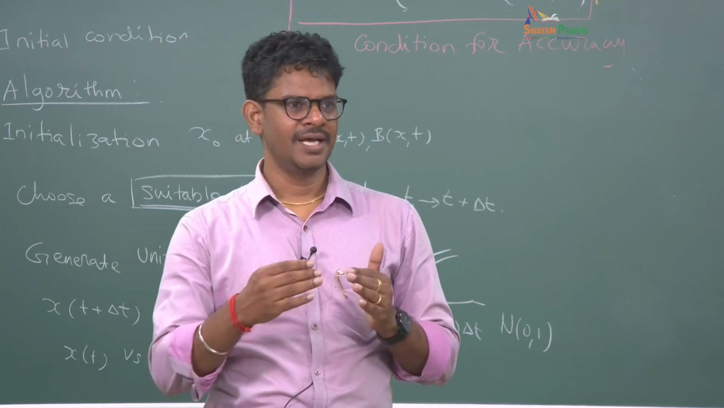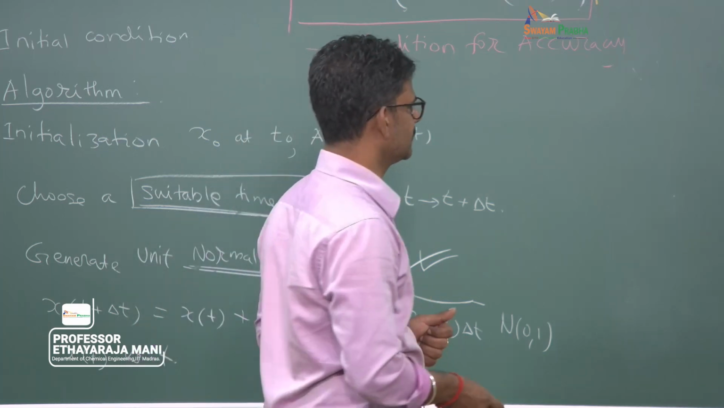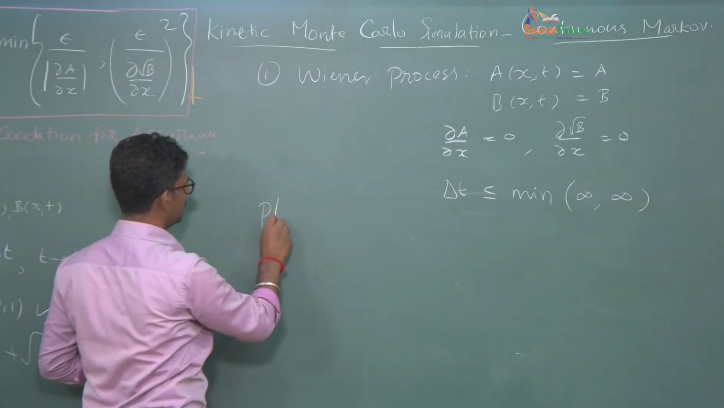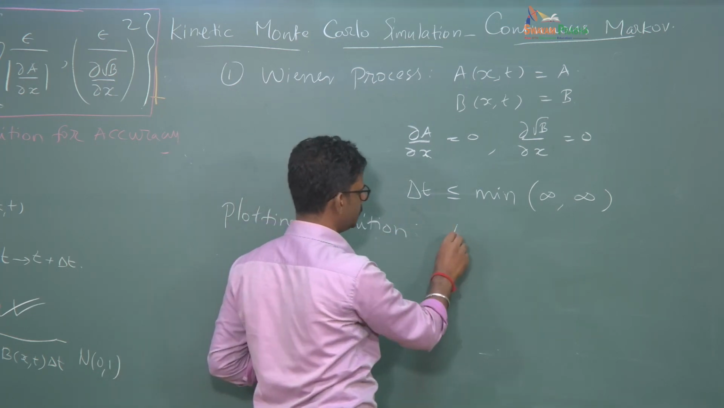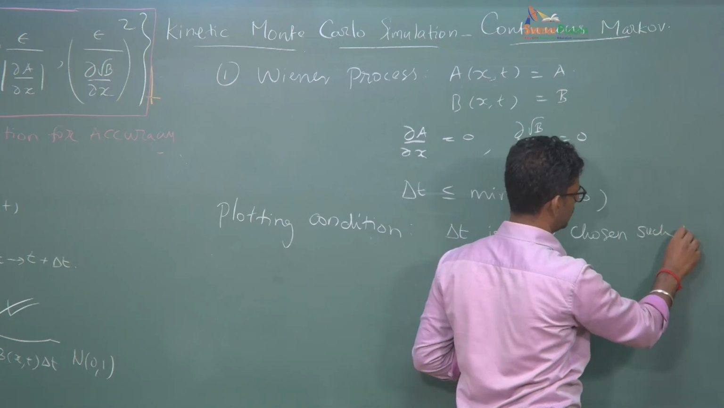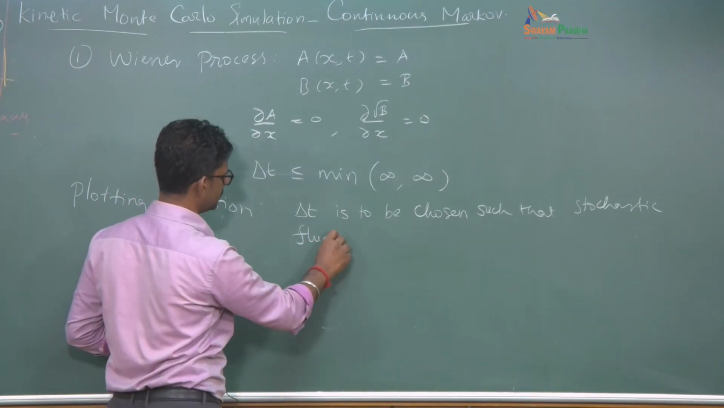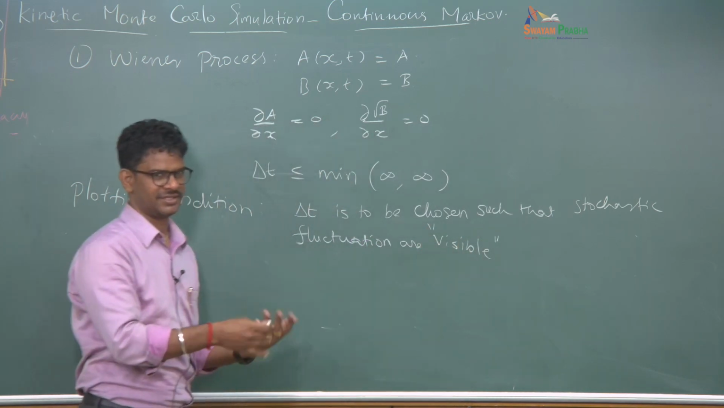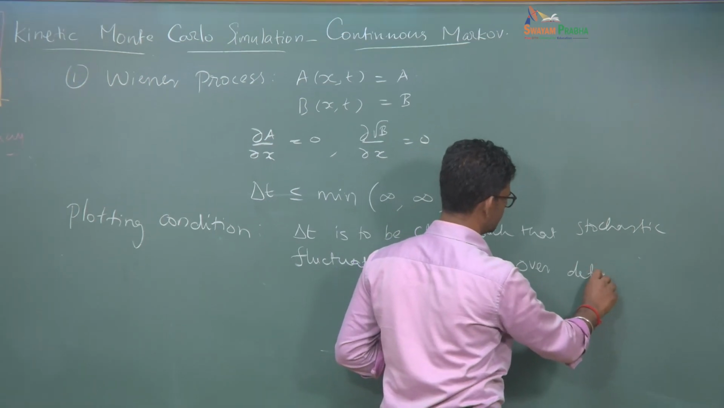For that you could say I will overlay another condition so that my data are grainy enough that I can see all the local fluctuations. So that is called the plotting condition, which is valid only for these kinds of cases where the accuracy condition does not impose any choice. So in this case, delta t is to be chosen such that stochastic fluctuations are visible. When I say visible, I mean when I plot it, they should be discernible. It should be something that becomes apparent over deterministic quantities, deterministic variations.